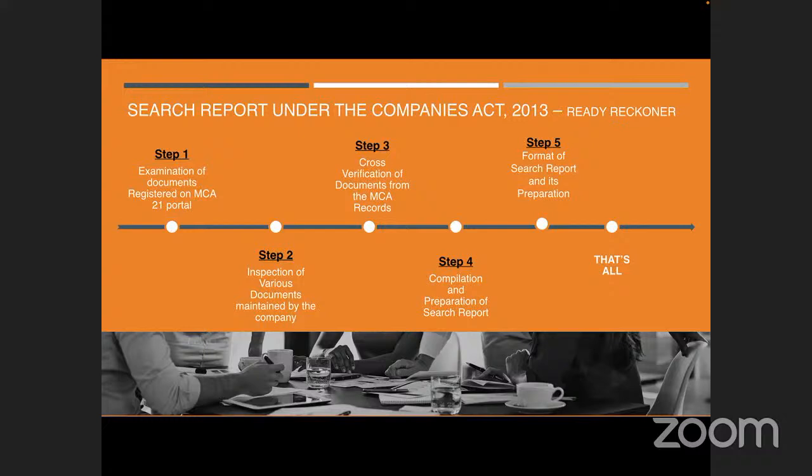Next, cross-verification of the documents from the MCA records. You cross-verify the documents that you have obtained from the company against what is filed with the MCA record. Let's assume a company has about 50 charges. Take a sample of about 10 charges, and ask for the respective supporting documents pertaining to those charges. Of course, a charge form will only have certain documents. It will not have a very detailed list.